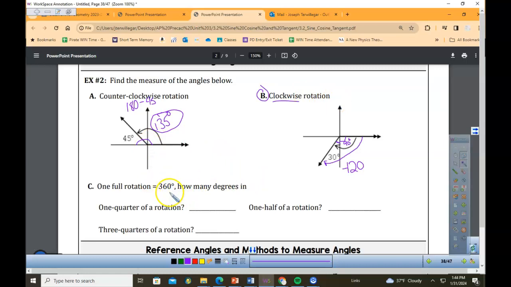Some other stuff. If one full circle is 360 degrees, how many are in 1/4 of a rotation? Well, a quarter is just each of these boxes. There's 90. How many in a half? 180. How many in 3/4? 270. Okay. These were reference angles. We're going to learn about that.